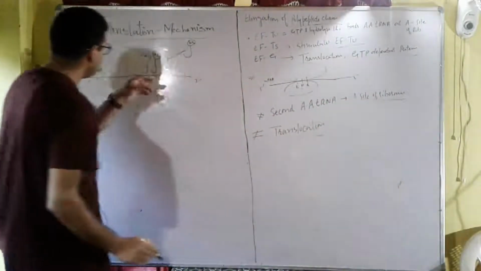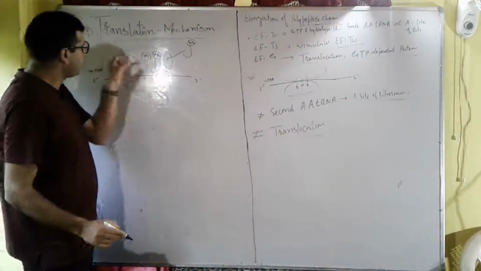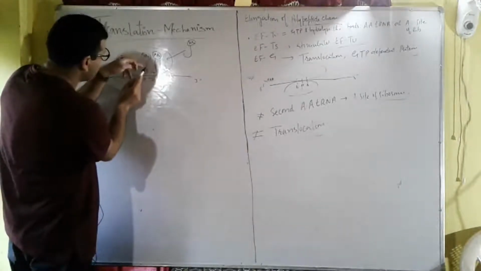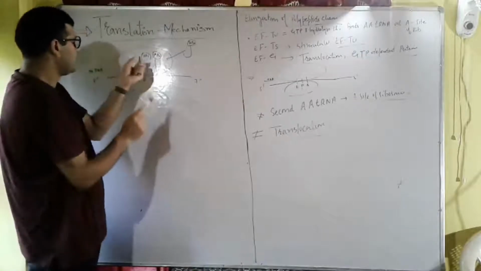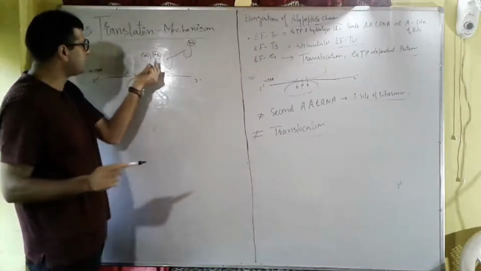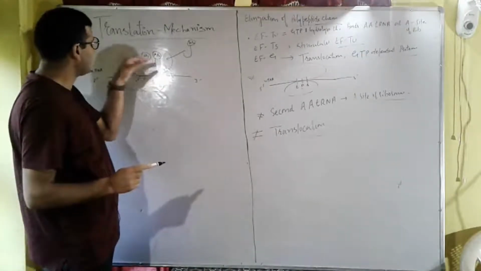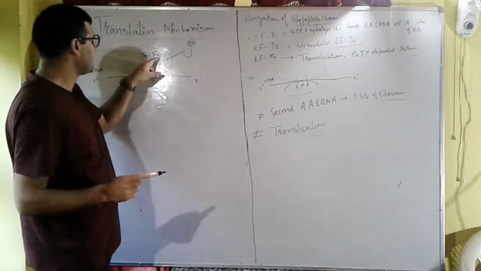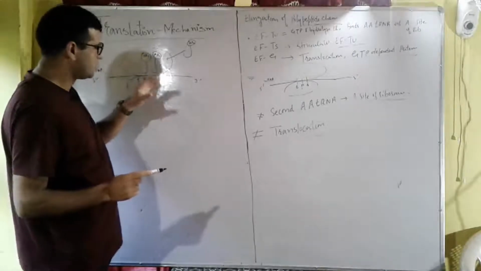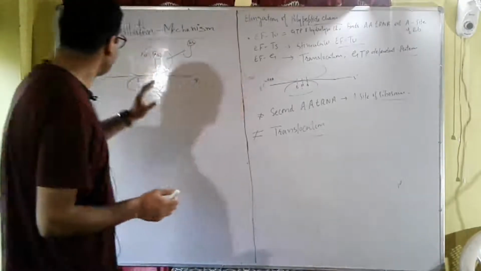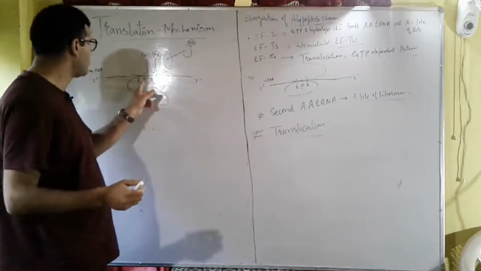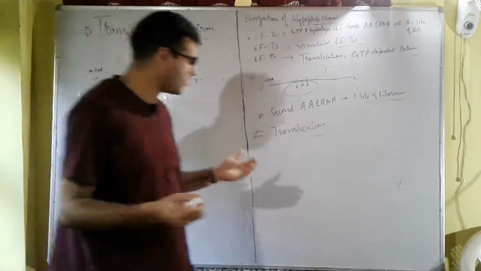See what will happen? The covalent linkage between the first amino acid and tRNA is broken, and an enzyme called peptide transferase forms a peptide bond between the first amino acid and the second amino acid at the A site. So two processes. Then this tRNA at the A site is translocated to the P site. This is what is called translocation.